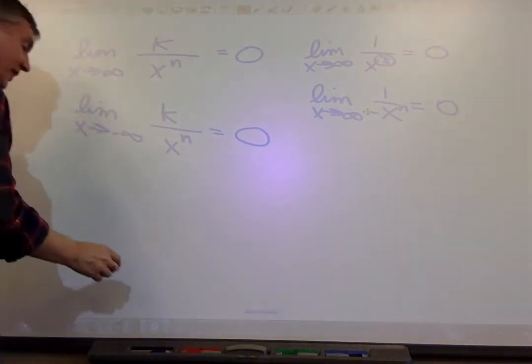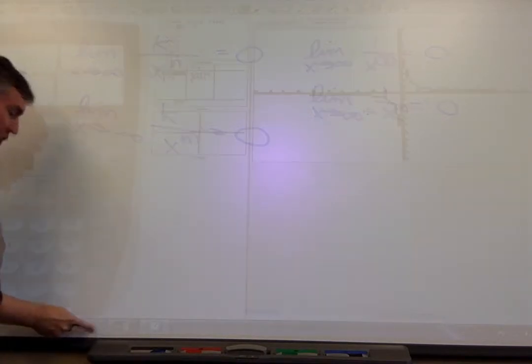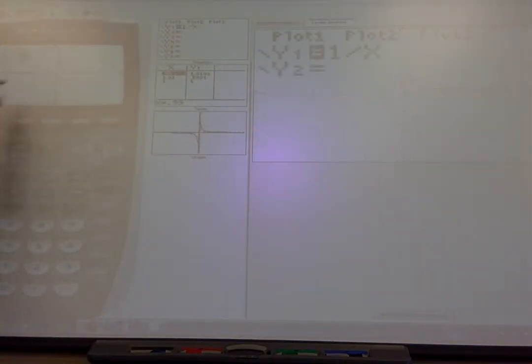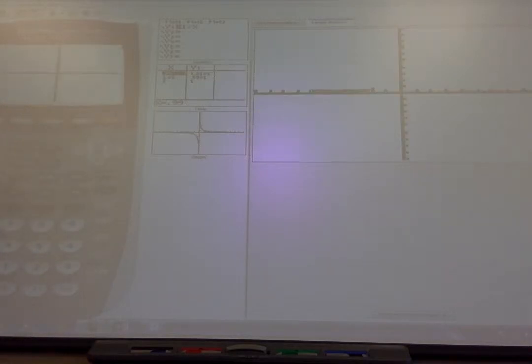Just look at this. What if I put 1 over negative x? Look at your graph. What would that do to my graph if I put a negative in front of that? Reflected in the what from college algebra? In the x-axis. So look at this. If I put negative 1 divided by x, look at my graph. As x goes to infinity, it's still going to 0, isn't it?